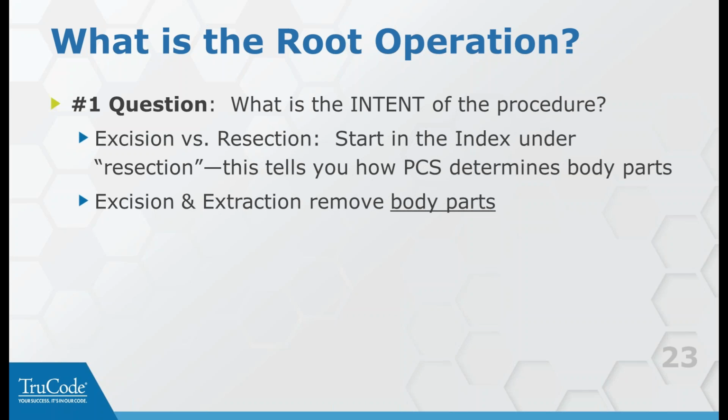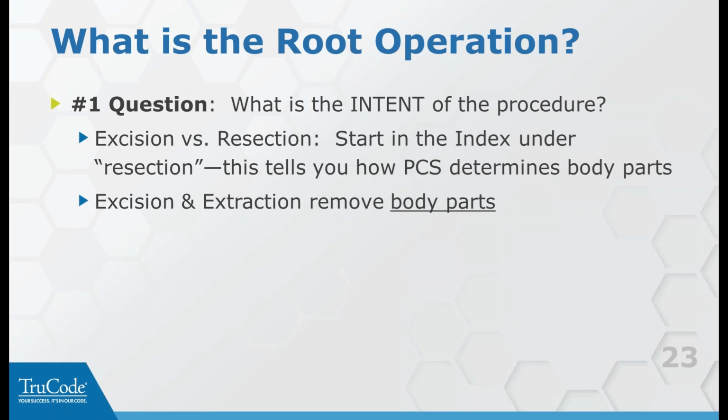And one of the best ways to determine how PCS determines the body parts is to look in the index, because there's a lot of guidance in there when you look up the procedure that you're doing as to how PCS defines body parts. And so it's very important. For example, you'll find that the pylorus of the stomach is considered a separate body part from the rest of the stomach. You're not necessarily going to know that unless you are very familiar with how the index divides those things and the body part key and that kind of thing.